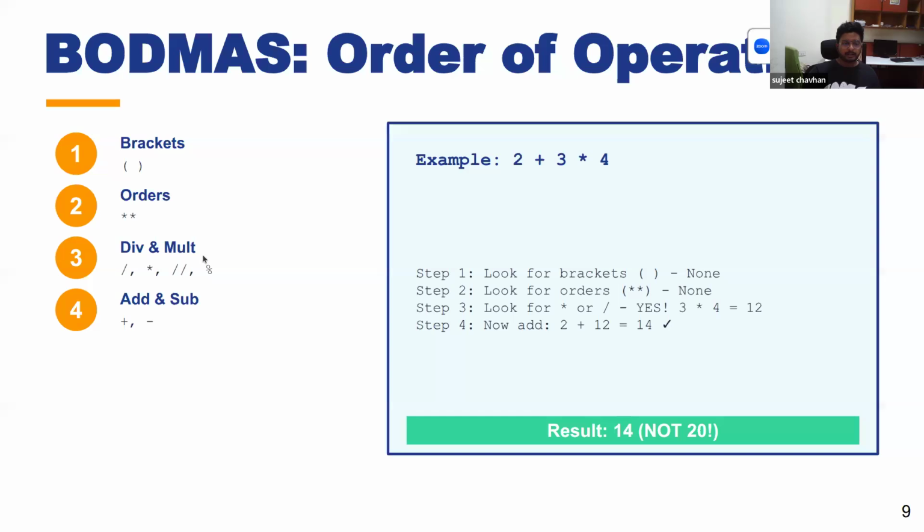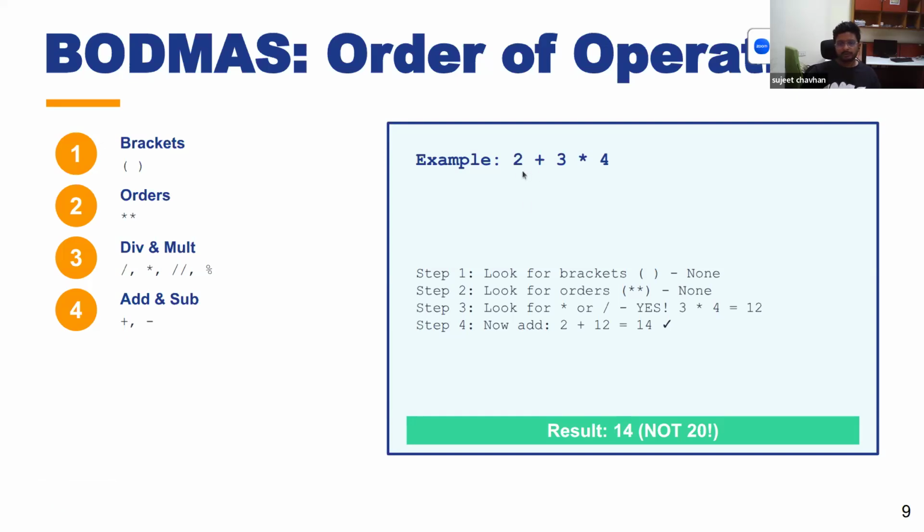Then division and multiplication. So what comes under this? Division. This star is multiplication. This is floor division and modulus. And next is addition and subtraction. So these are the order of operators.